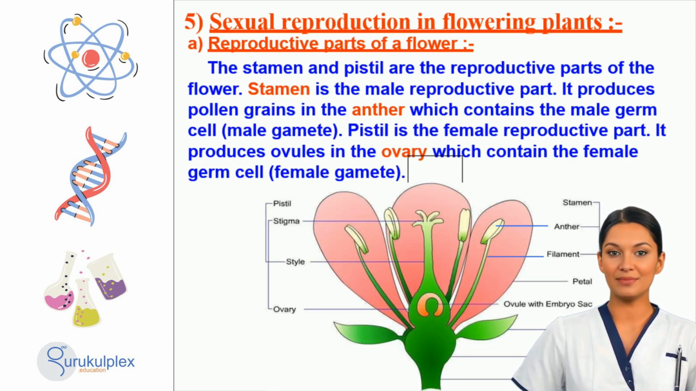Through pollination, the male and female gametes can combine and form a seed. This process is essential for the survival and evolution of flowering plants.